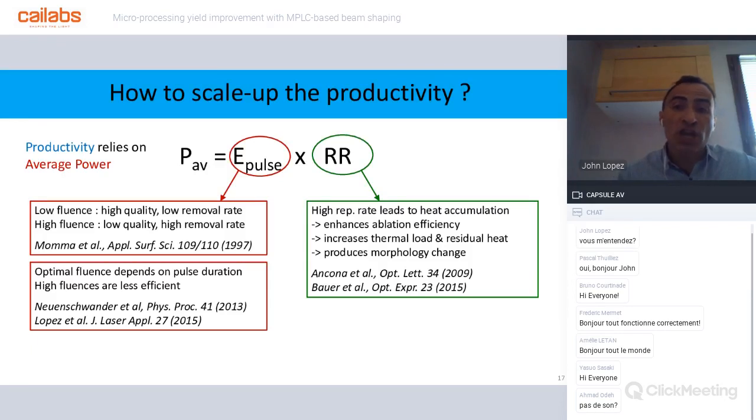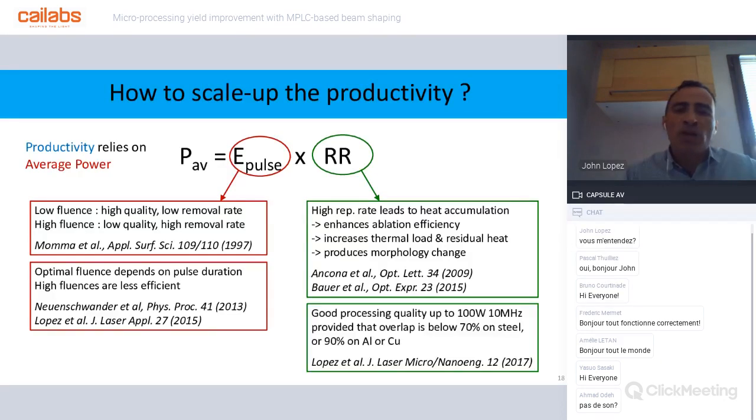For instance, we can observe some morphology change and melting pools as well. So the surface will be switched from a smooth and reflective surface to a bumpy and black, oxidized surface. And in general, it's difficult to control the geometry of the part. We have demonstrated in the past that we can process metallic surface even with a high average power ultrafast laser, up to 100 watt, 10 MHz, provided that the overlap is maintained below a certain level. If you go above this level, you will introduce some detrimental effects.